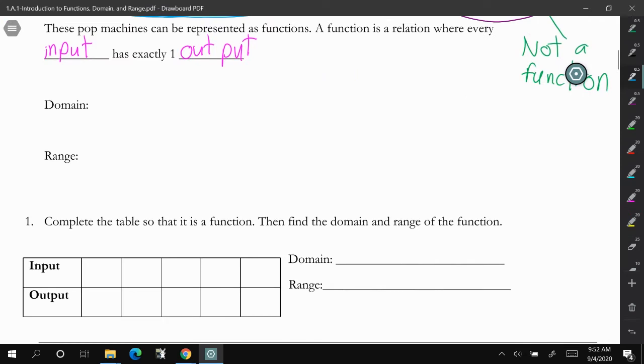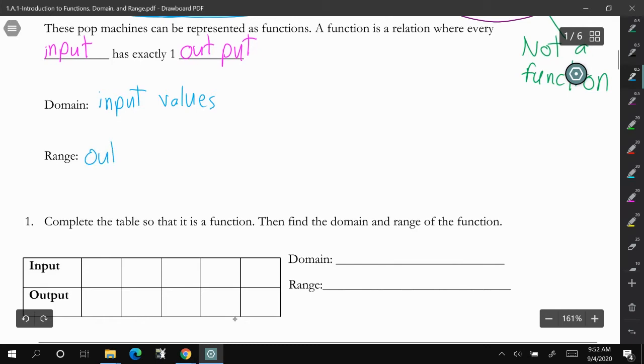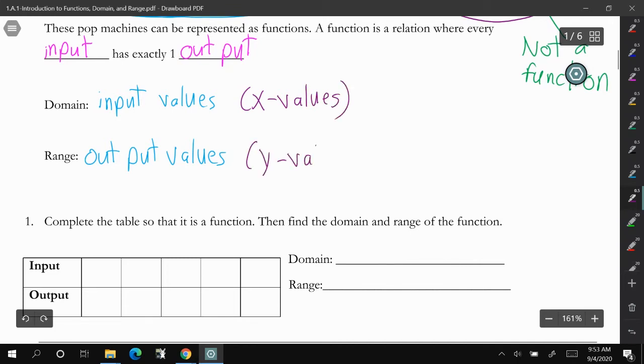2 more terms that we're going to talk about are domain and range. Domain is your input values. And in our example from the pop machine, it's the button presses. And our range is our output values, which would be the beverage that we receive from pushing the button. If we connect this to algebra, the domain is your x values, and the range is your y values.